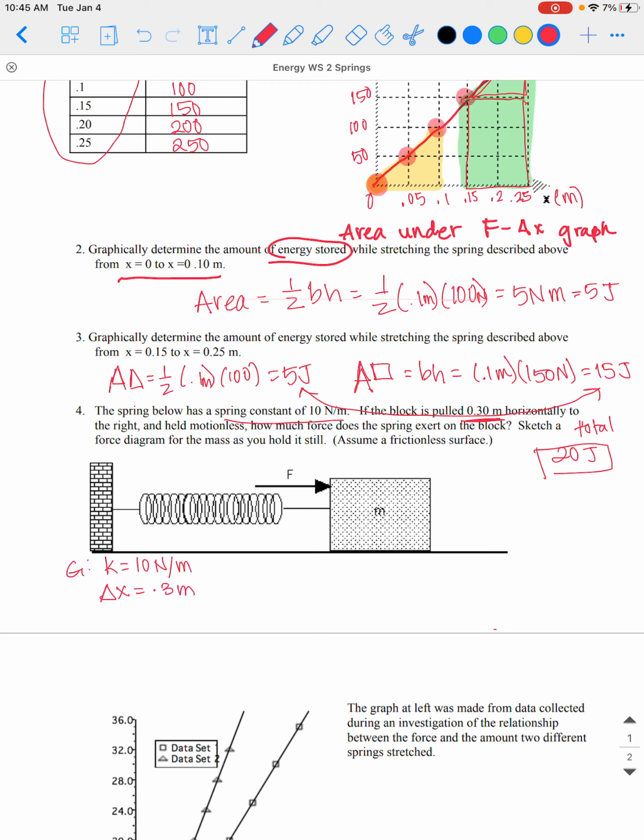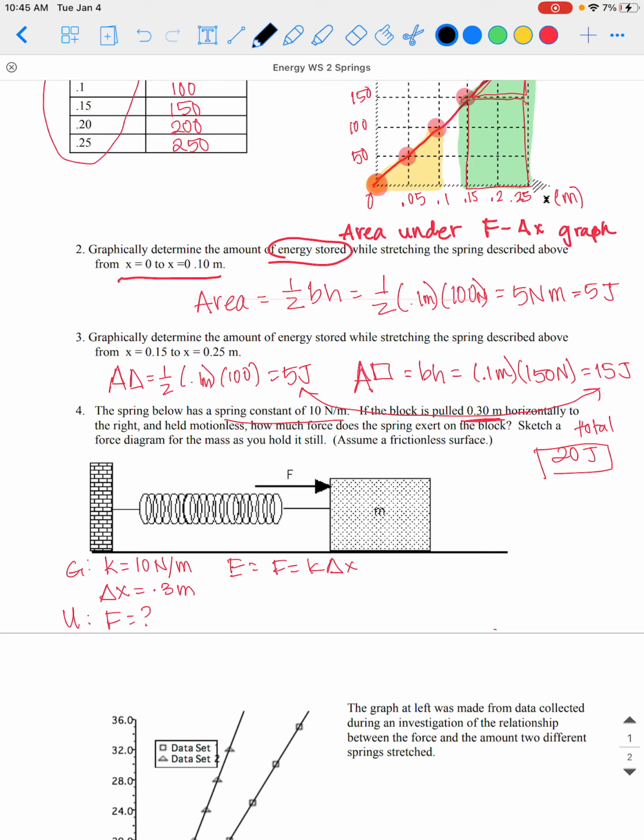And then it tells us to find the force. So my unknown would be to solve for the force. Now, my equation for solving this would be force equals k delta x, and I can plug in those values. But before I do that, it also tells me to sketch a force body diagram.